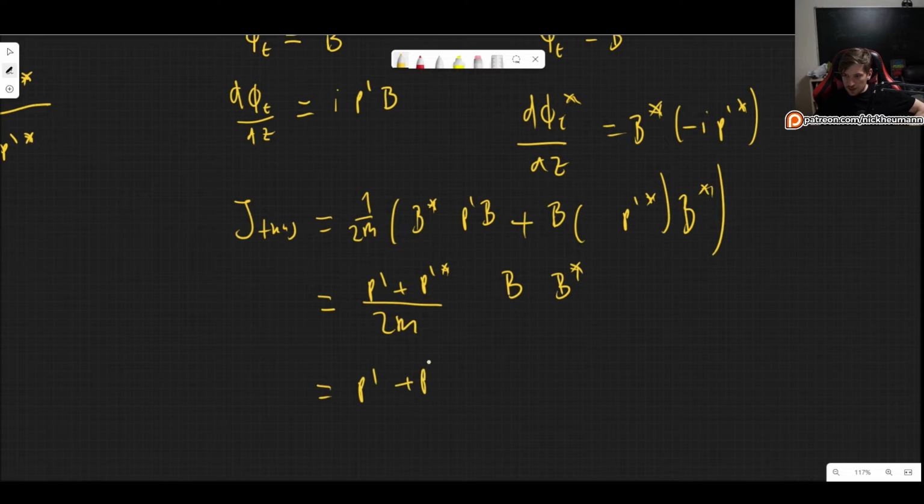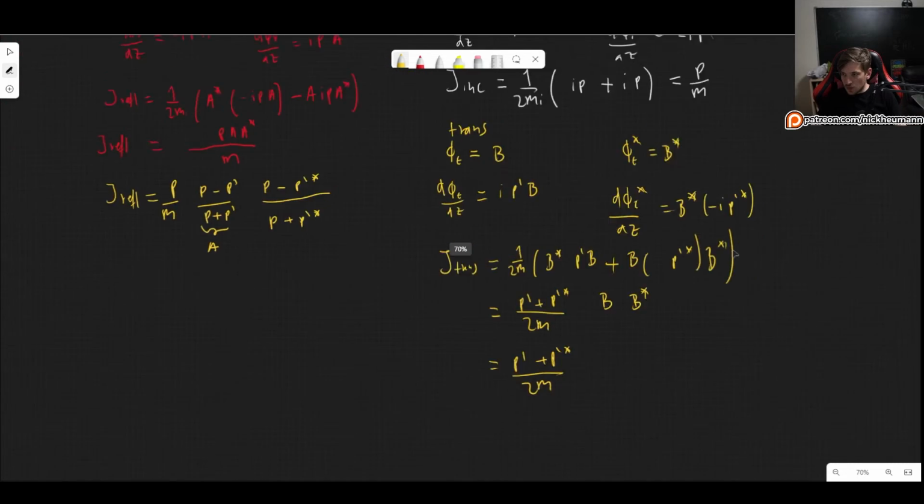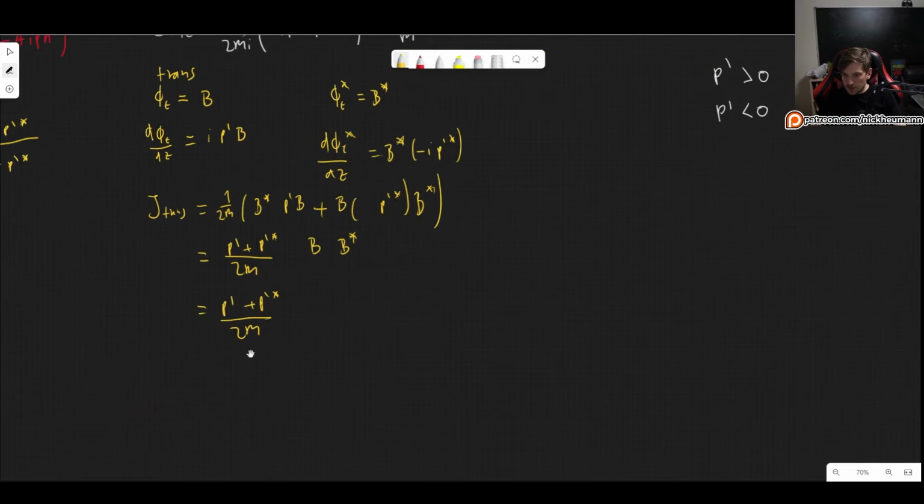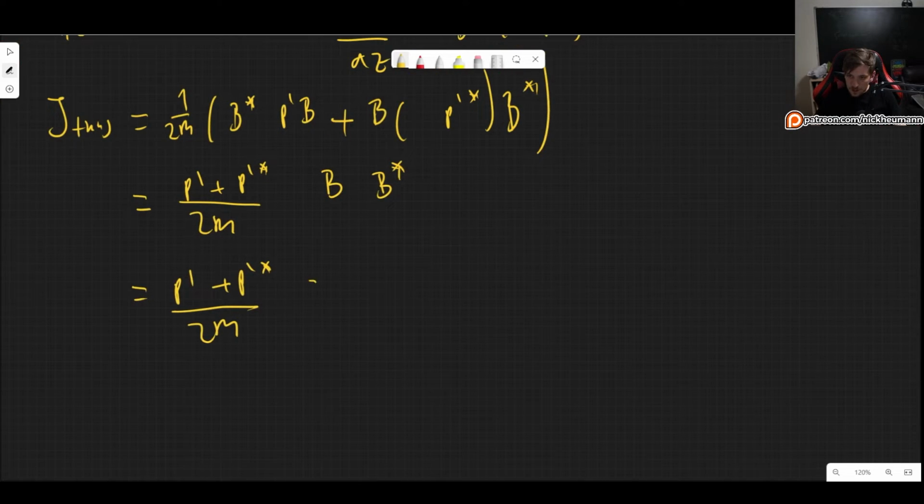So p prime plus p prime conjugate over 2m. Now b, what is b? b is somewhere over here. There, 2p divided by p plus p prime. So 2p divided by p plus p prime, and b conjugate will be 2p divided by p plus p prime conjugate. So I guess we can just put these together and we have 4p squared, and I guess we can simplify the 4 with this 2 right there. So we get 2p squared.